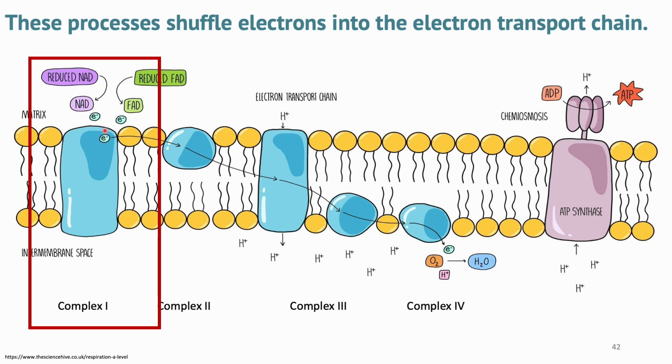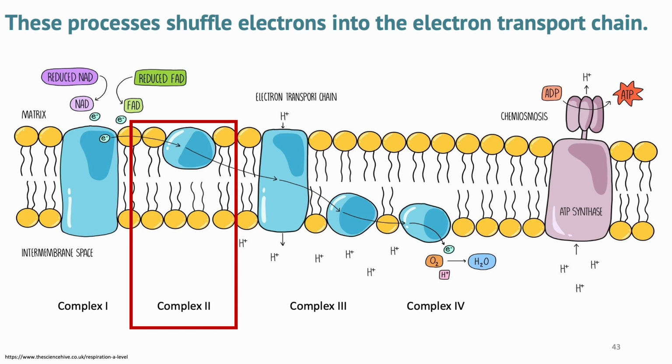So in complex 1, it's receiving high energy electrons from a molecule called NADH, which is produced during the earlier stages of cellular respiration. And electrons from NADH are passed through a series of protein subunits within complex 1. And as the electrons move through these subunits, they release energy, which is used to pump the protons, which are the H plus ions, from the outside into the inside of this space here.